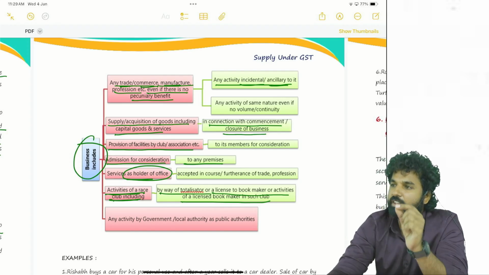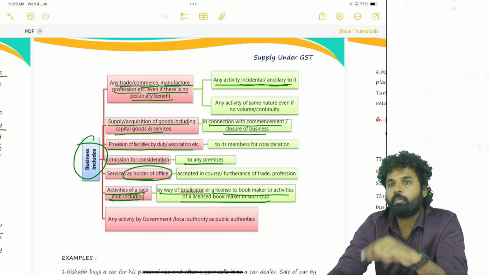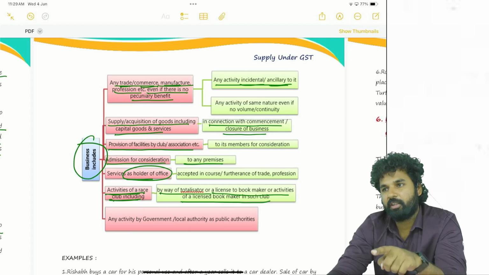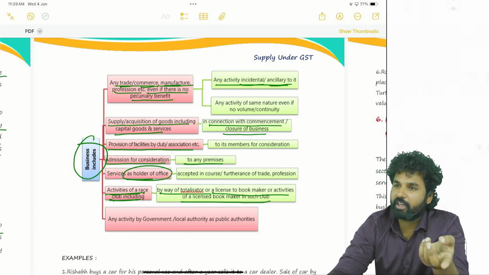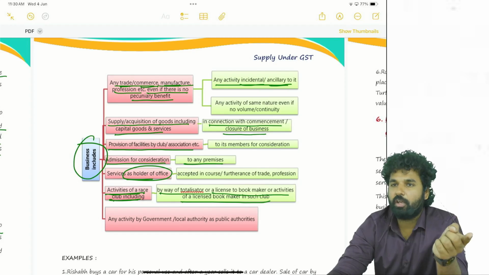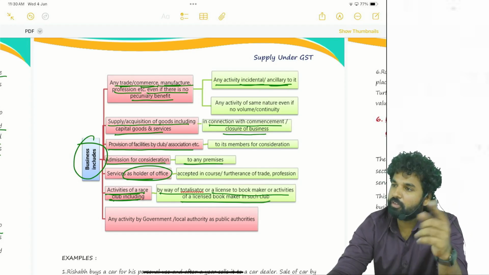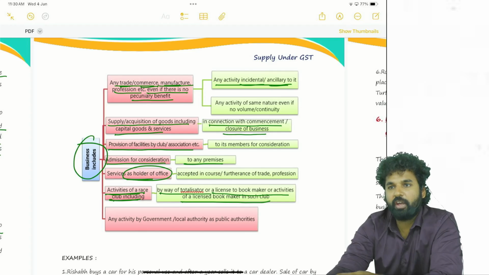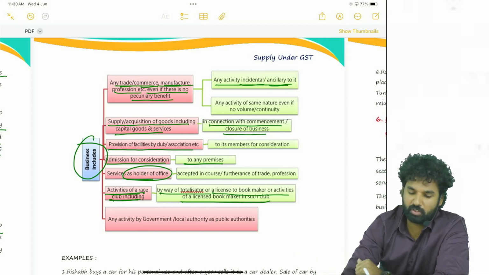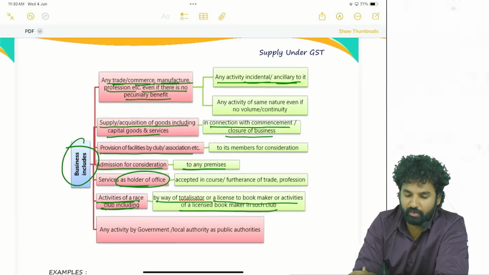Okay, so first of all, it is a business. At a later point of time, we will decide with respect to other conditions whether it is a supply or not. Provided it is a supply, whether it attracts GST or not: again, exempted supply, taxable supply. So if it is made by a taxable person or an exempted person, likewise we have to see. So first of all, it is a business. This is the definition of business. You just have a glance of it.